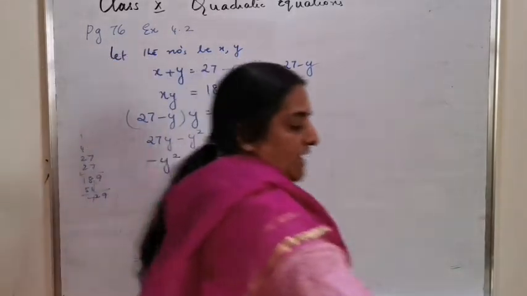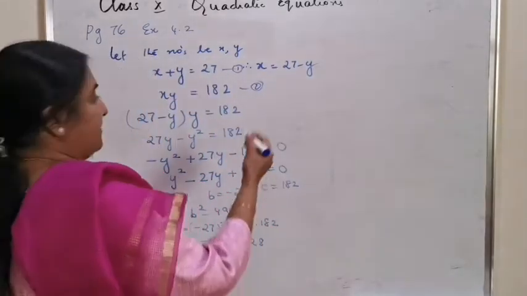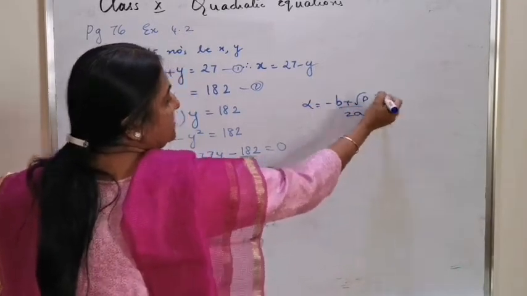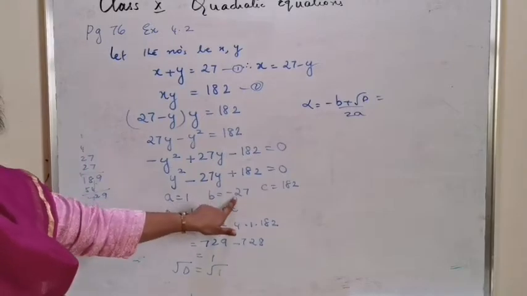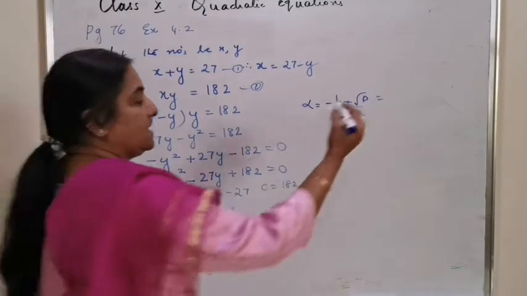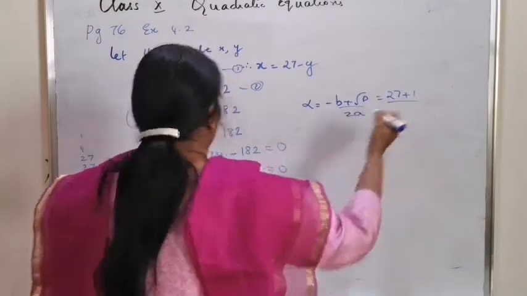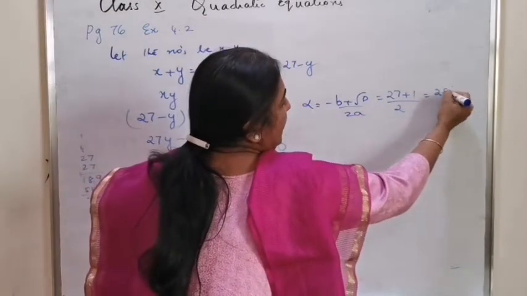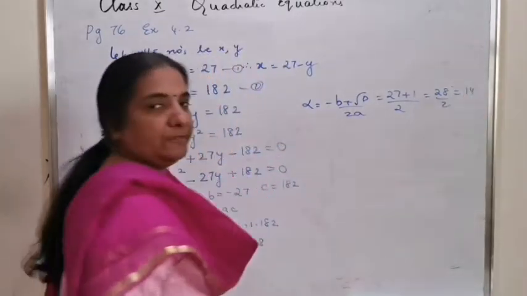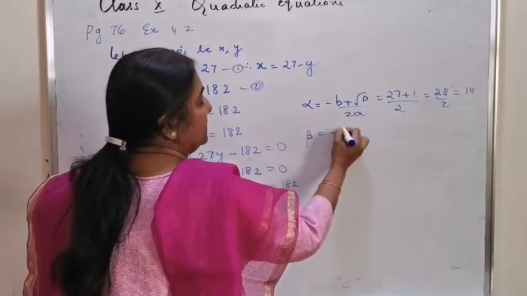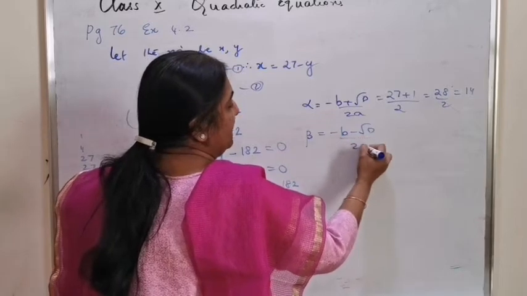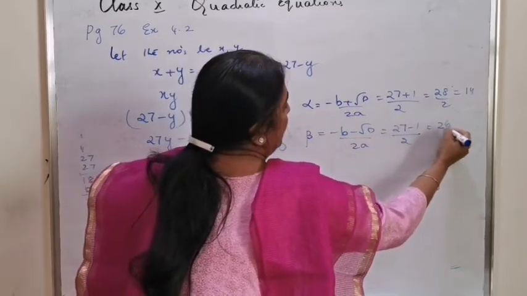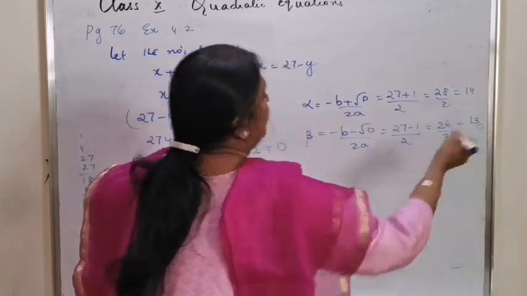The values of alpha and beta: alpha is equal to minus b plus root D by 2a, which is equal to, your b value is minus 27, so minus b is 27 plus 1 by 2a, that is 28 by 2, which is equal to 14. And beta is equal to minus b minus root D by 2a, that is 27 minus 1 by 2, which is equal to 26 by 2, which is equal to 13.